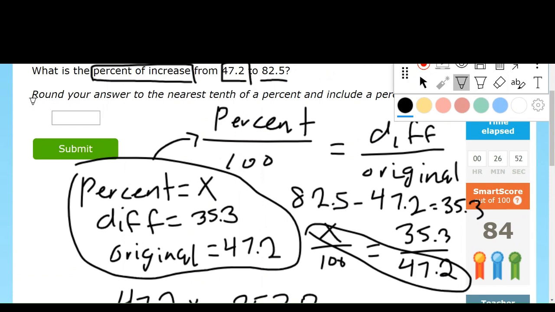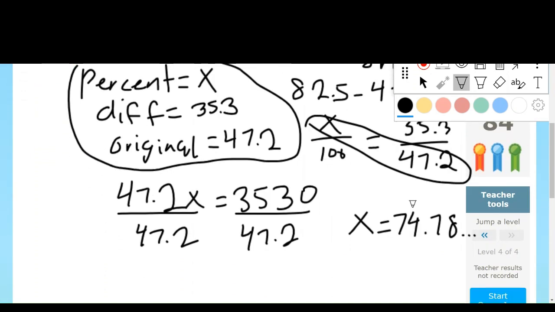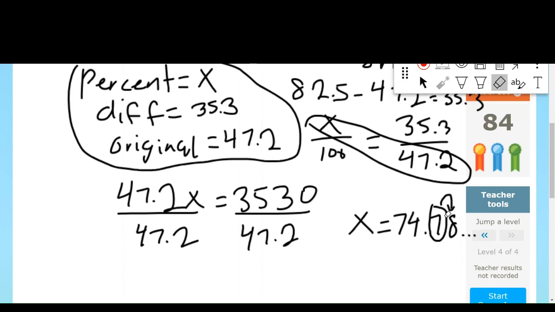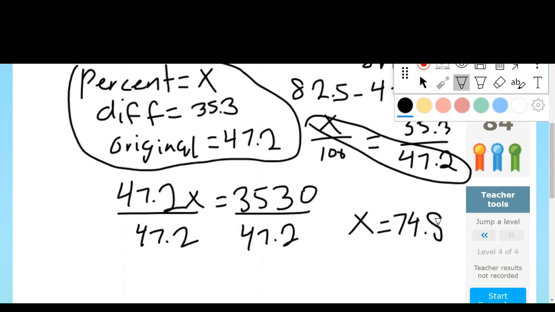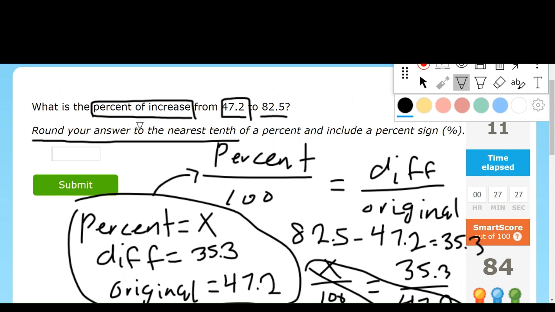But the problem tells us to round our answer to the nearest tenth. So we look at the tenths place here, and we look to our right-door neighbor. If that number is 5 or higher, we round up to 8. If it's 4 or lower, we keep the 7. Because the 8 next door is 5 or higher, we're going to round our 7 here to an 8. So our final answer is 74.8% increase.